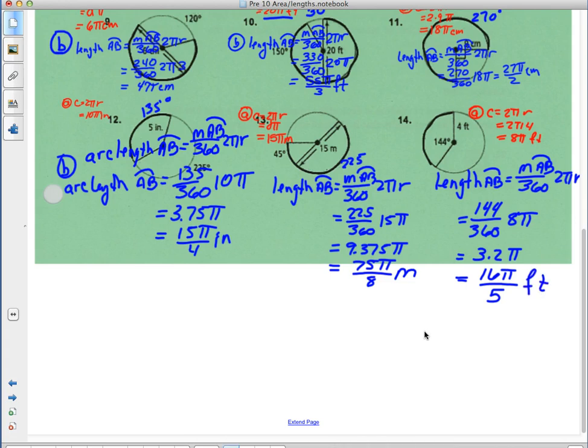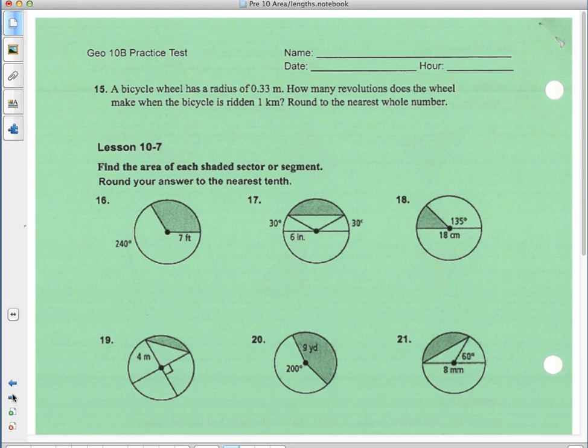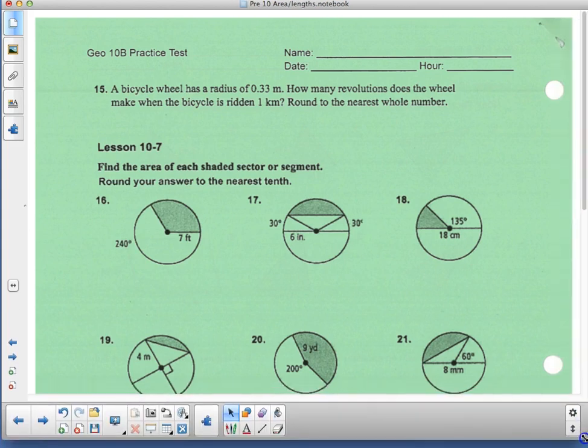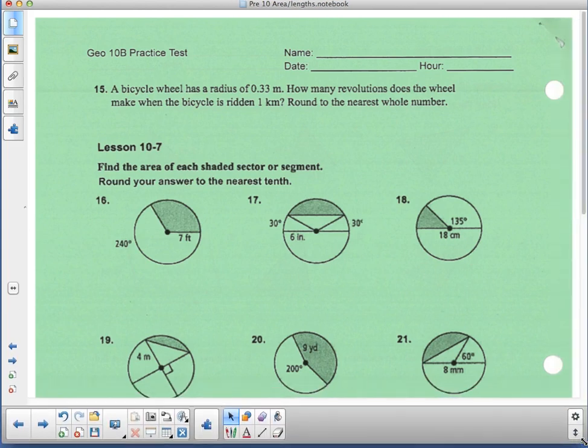Now, as we slide on here, and we save things, let's bring this down a little bit so I can actually function a little bit. A bicycle wheel has a radius of 0.33 meters. Okay. And I've got how many revolutions does a wheel make when the bicycle is ridden 1 kilometer? Round to the nearest whole number.